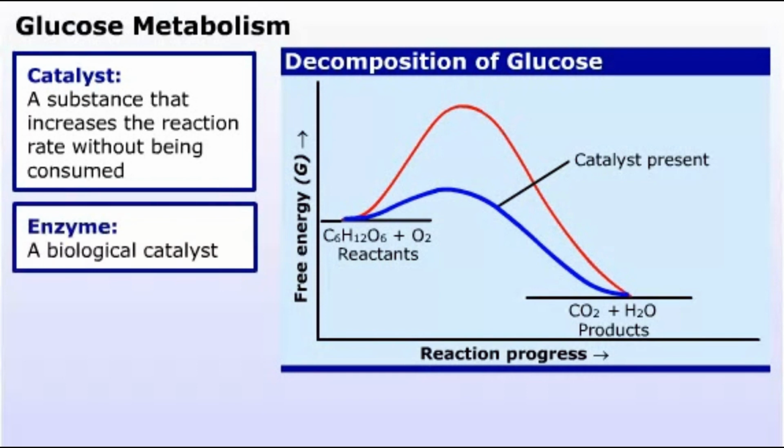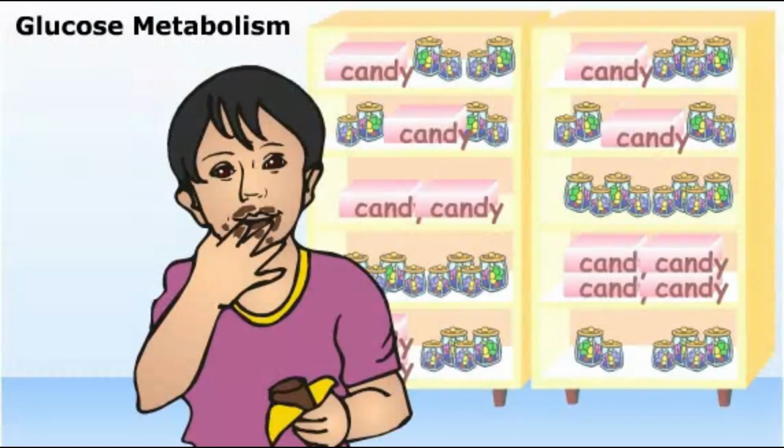Notice that while the hill is lowered, enzymes do not affect the free energy values of either the reactants or the products. These values are related to how far the reaction proceeds before equilibrium is reached. Enzymes have no effect on the reaction equilibrium. When we need quick energy, we eat a candy bar. It's a good thing we don't have to wait years for the metabolism of sugar to occur.